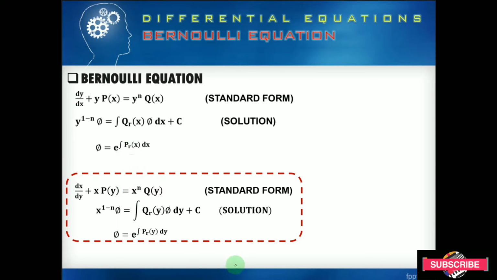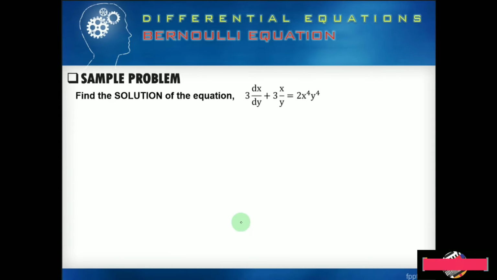Okay, so going directly to the given problem, this is the problem statement. Find the solution of the equation 3 dx over dy plus 3 times x over y is equal to 2 times x to the 4th times y to the 4th. The solution here is simple: since we have dx over dy, we need our case number 2. That is really our target here.